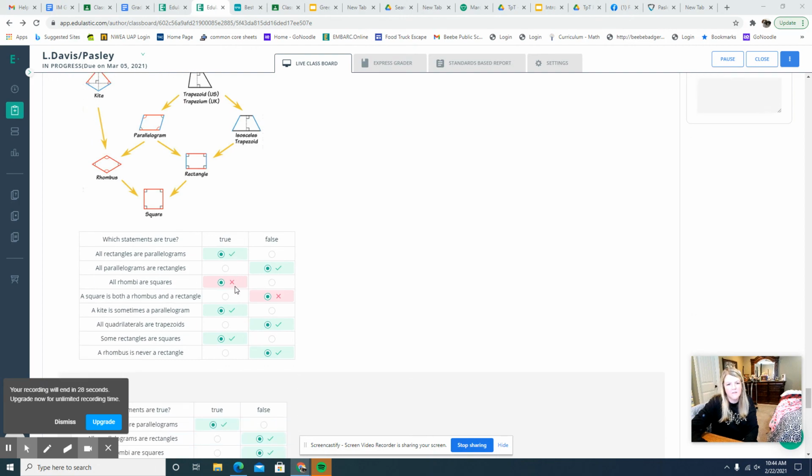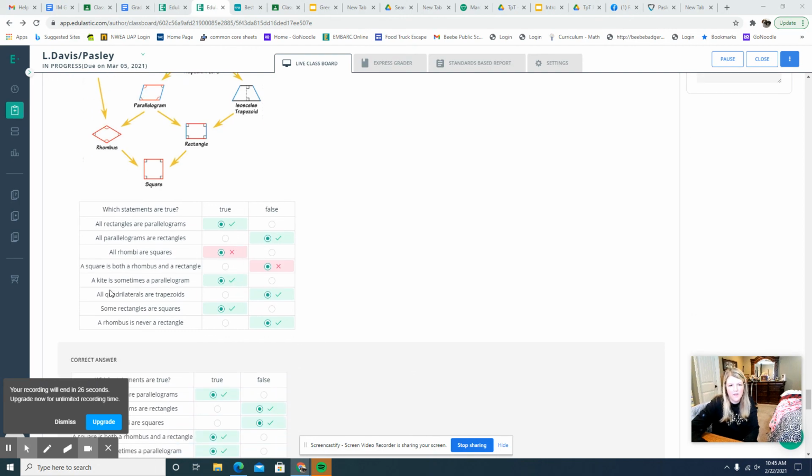All right, and this is about to end. So, a kite is sometimes a parallelogram. That's going to be true if it has 2 sets of parallel sides. All quadrilaterals are trapezoids. That's false. To be a quadrilateral, it just has to have 4 sides. And then, since this is about to end, you can kind of see the next one was true, and the last one was false.